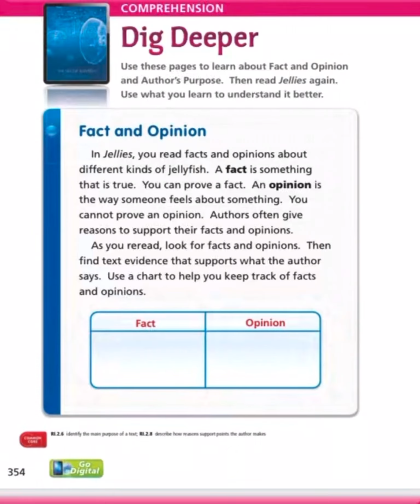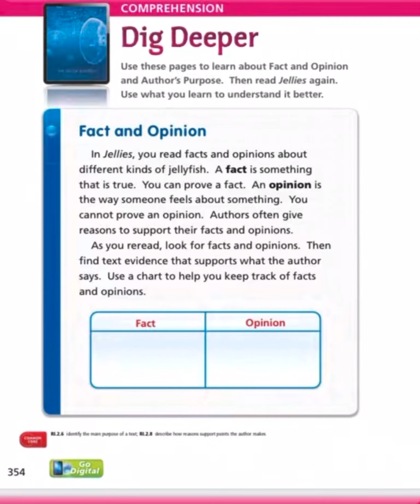Fact and opinion. In Jellies, you read facts and opinions about different kinds of jellyfish. A fact is something that is true. You can prove a fact. An opinion is the way someone feels about something. You cannot prove an opinion.